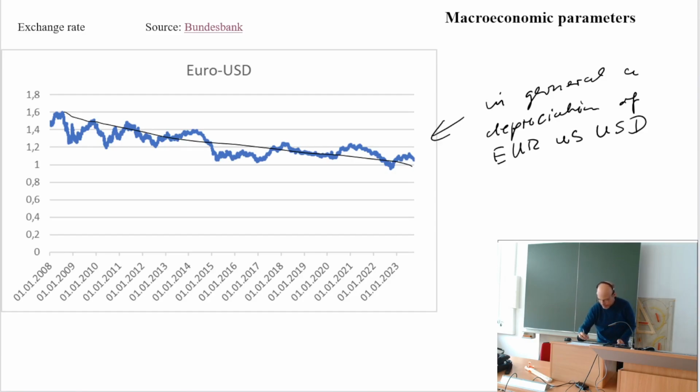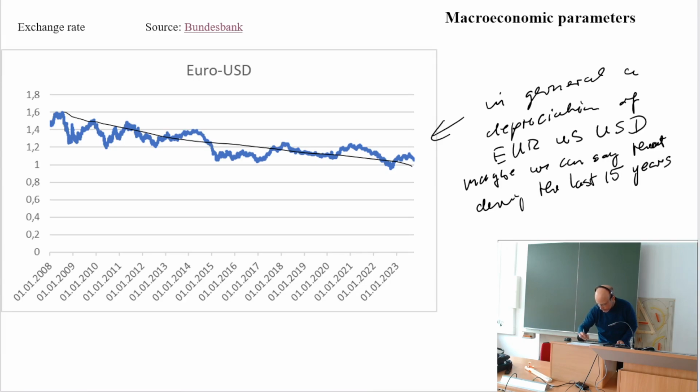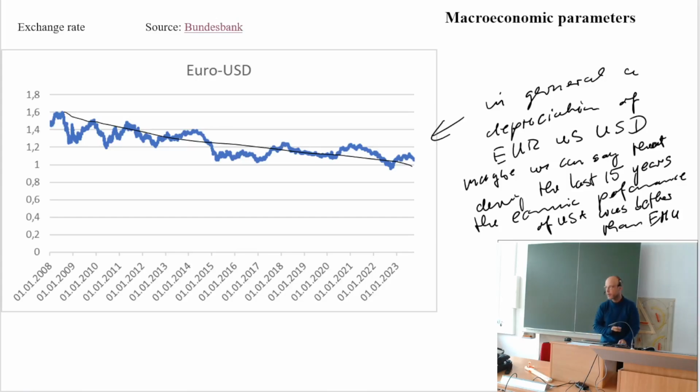So maybe we can say that during the last 15 years, the economic performance of the USA was better than of the European Monetary Union.